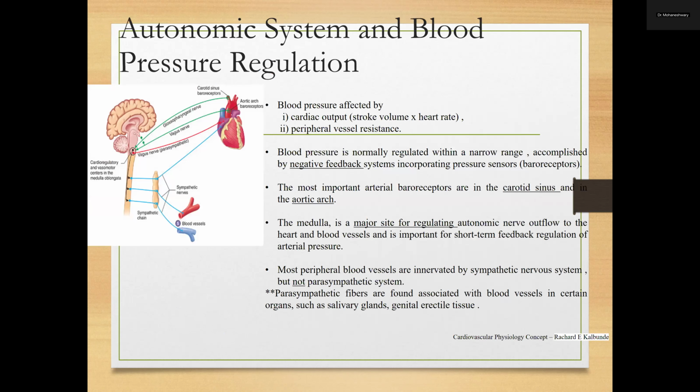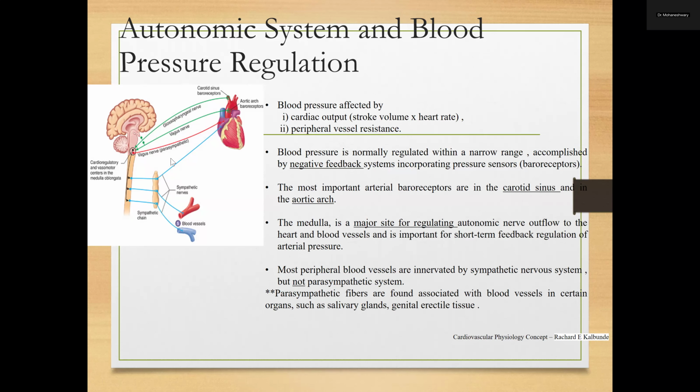All right. So importantly, to our topic today, the autonomic system mainly regulates our blood pressure. Blood pressure is affected by two things: our cardiac output and also our peripheral vessel resistance. Looking at this system, sympathetic and parasympathetic affect the peripheral vessel resistance. So this is the picture.